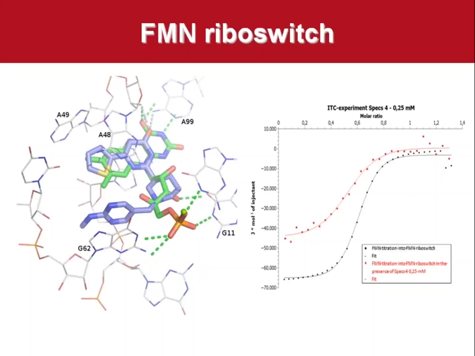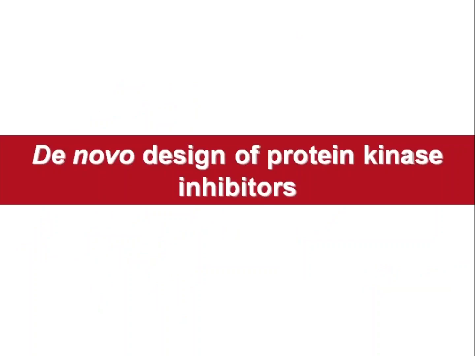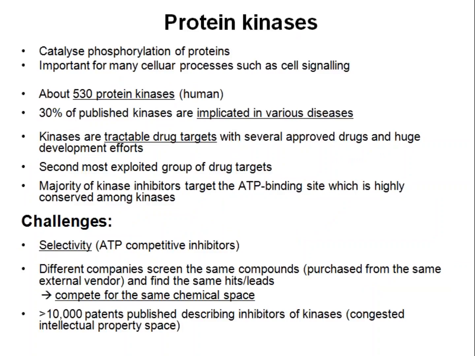Okay, I think RNA is probably a bit less known or less established as a target in drug discovery, whereas kinases are one of the most studied targets, I would guess, at the moment. So the second part of my talk is now about the de novo design of protein kinase inhibitors. I believe I don't have to tell you much about protein kinases. They're very important enzymes in the human body. They're a drug target for a range of diseases.